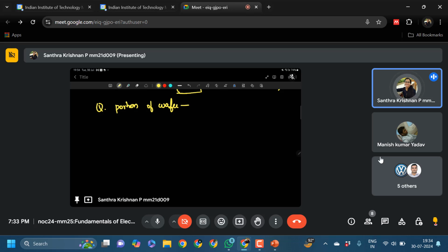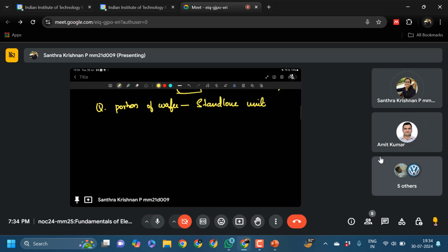So then, the next question is: what is the portion of a wafer that is a standalone unit, that can work by itself, called? Basically, in a wafer you will have many regions, and each region will be scribed or marked into different sections. A portion of a wafer that can work as a standalone unit, which helps in measuring the resistance, the conductivity, etc. What is that portion called? A die.